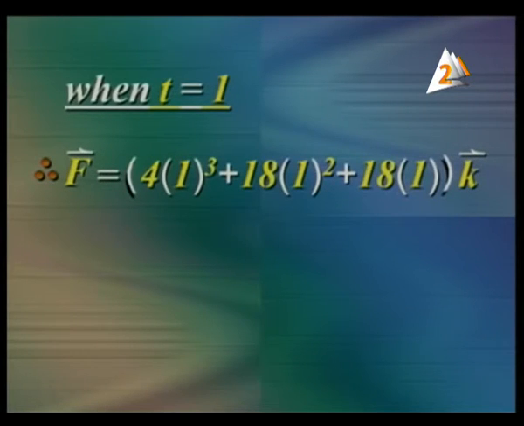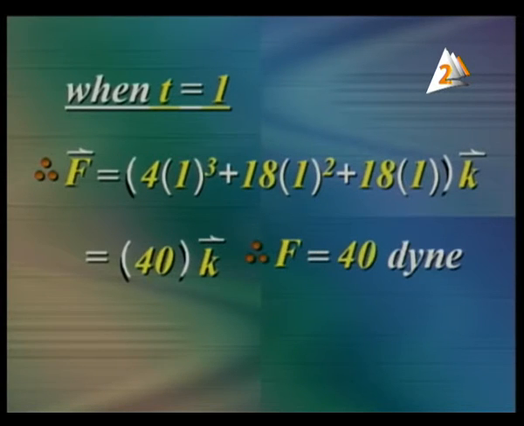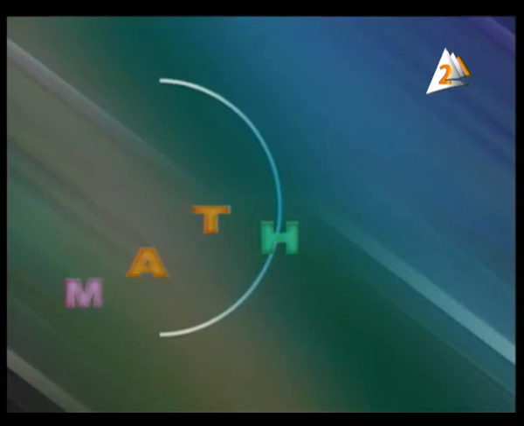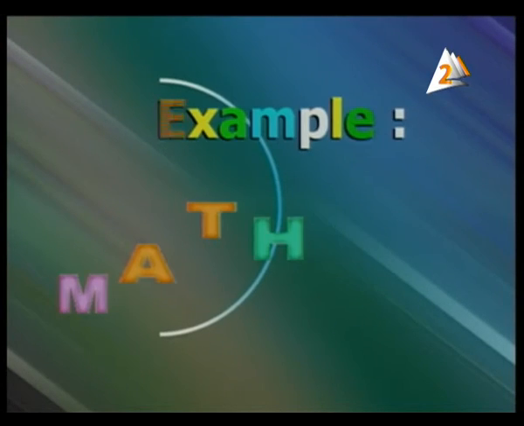But when t equals 1, f equals 4 times 1 cube plus 18 times 1 squared plus 18 times 1 in direction k, which is 40k. Therefore, f equals 40 dyne. The magnitude of f equals 40 dyne. Now, let's go to another example.